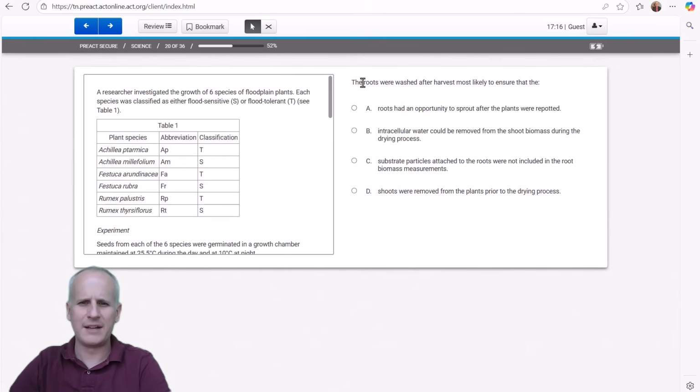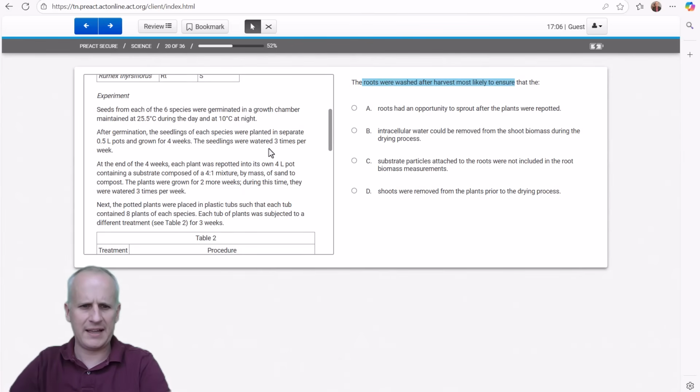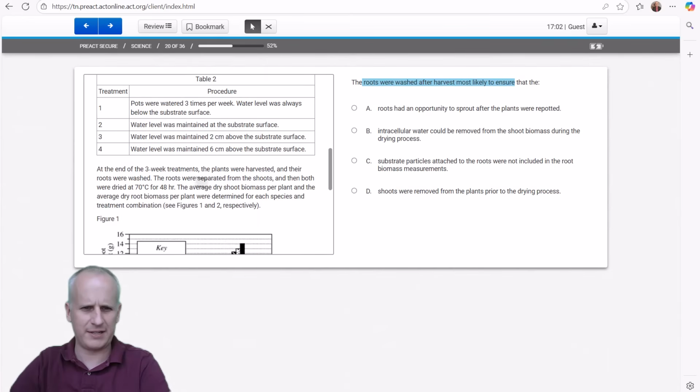Here, we're being asked, the roots were washed after harvest, most likely to ensure something. So we've got to go find where they talk about washing the roots. And if we come down to the end of table 2, we see at the end of the 3-week treatments, the plants were harvested and their roots were washed, and then we're measuring the biomass. So we need to probably predict that we're washing the roots to make sure that we're not measuring the mass of the dirt on the roots. So we can get our eliminator here.